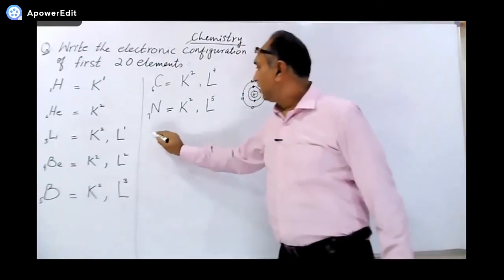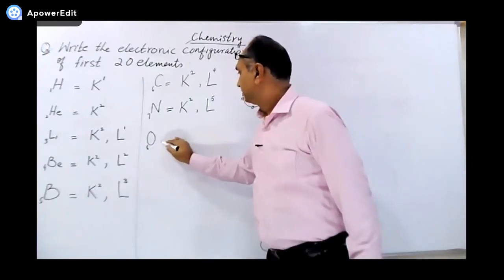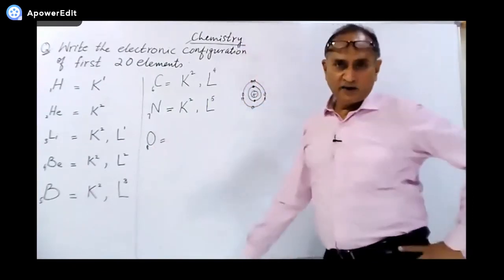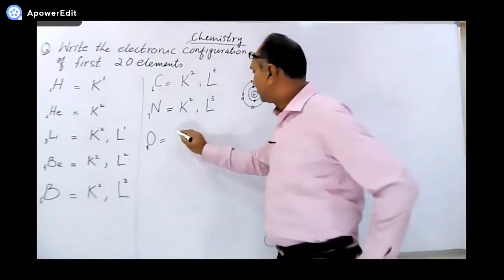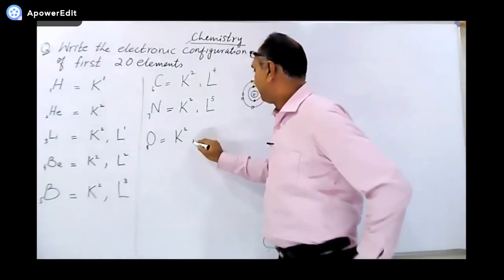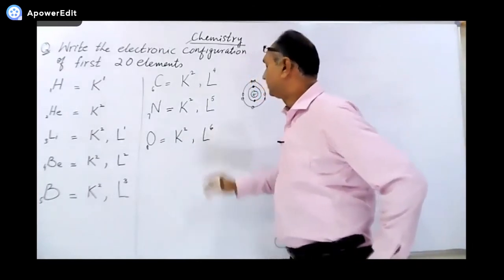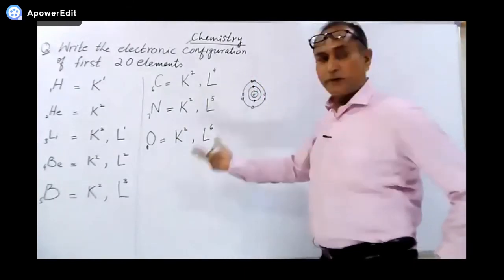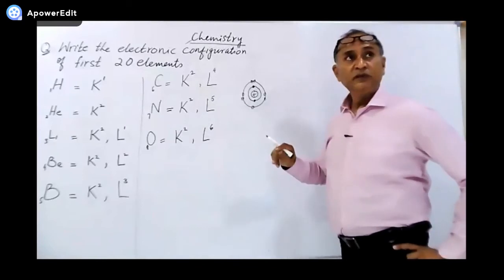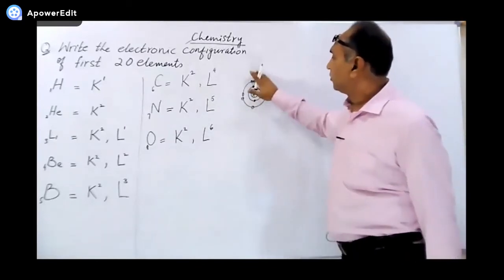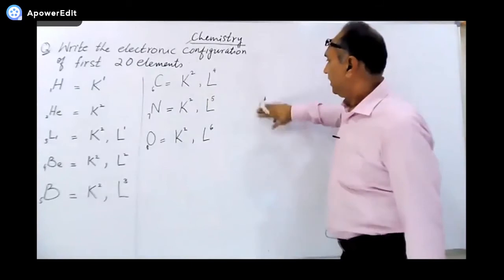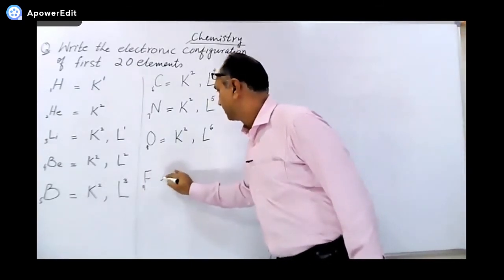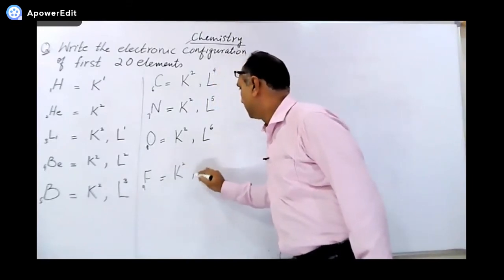Okay. Then oxygen, 8. 8 electrons. Out of 8, 2 will go in the first one as usual, and L will hold 6. Okay. And what would be the structure of oxygen? The structure of oxygen, there will be one more electron over here. Then fluorine, K2, L7.